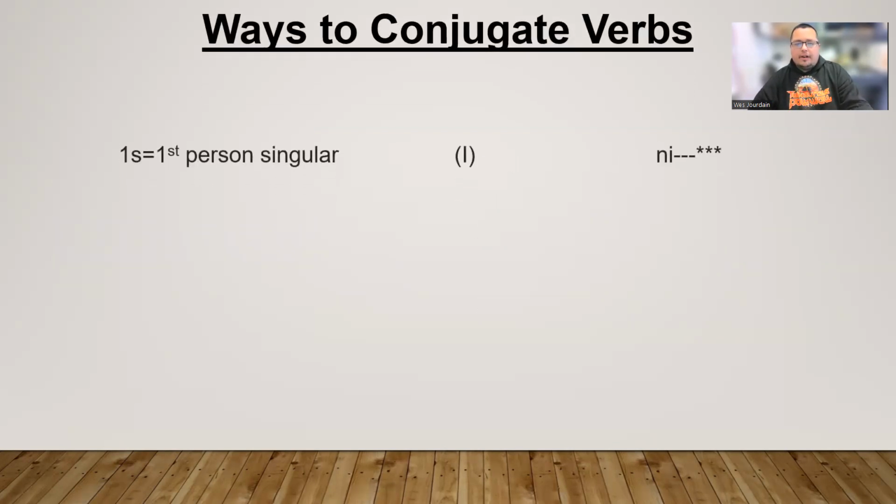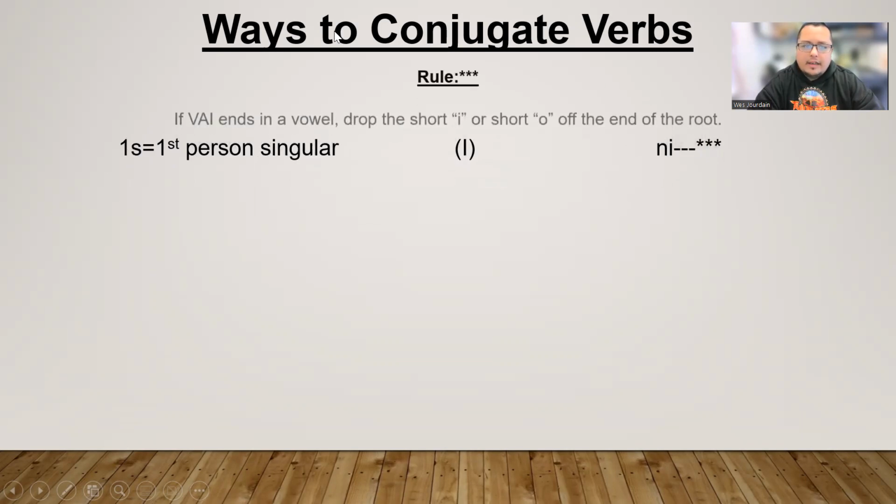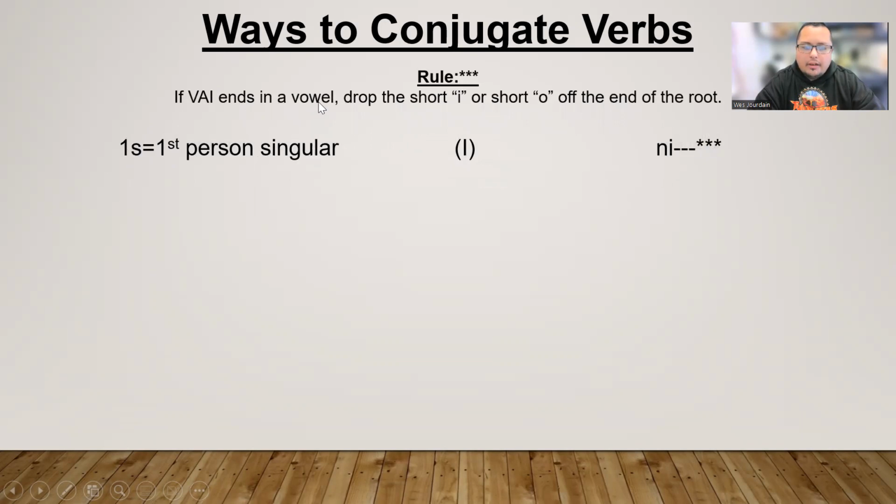All right, ways to conjugate verbs. We've talked about these before, but this is a refresher. If you look in our dictionaries, you see these codes. 1S. What does that mean? So here we have first person singular talking about I. We're gonna have the pattern ne plus the verb, and you see here these asterisks mean there's rules to certain words. If the verb ends in a vowel, you drop the short I or the short O off the end of the root.